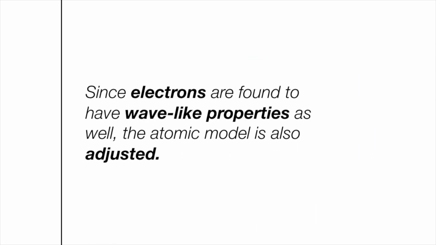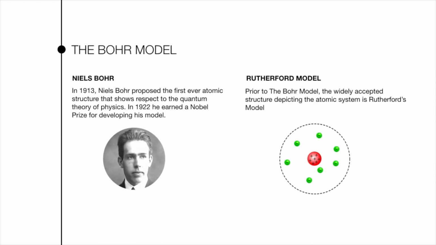Since electrons are found to have wave-like properties as well, the atomic model is also adjusted. In 1913, Niels Bohr proposed the first ever atomic structure that shows respect to the quantum theory of physics. In 1922, he earned a Nobel Prize for developing his model.